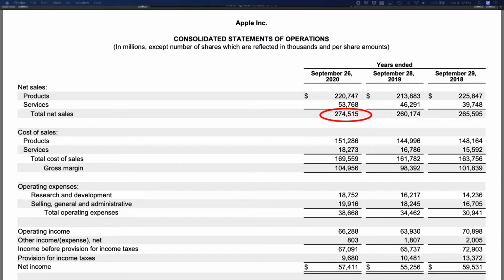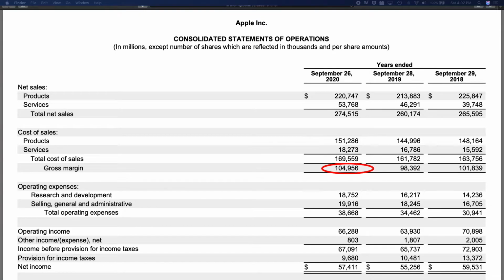So here we've got the top line. This is the revenue. You can see here that's 274, which is billions. And then going down, we've got the cost of sales. The cost of sales is the 169,559. So if you minus that from the 274, then you get to the gross profit. You can see the gross profit here is 104,956.